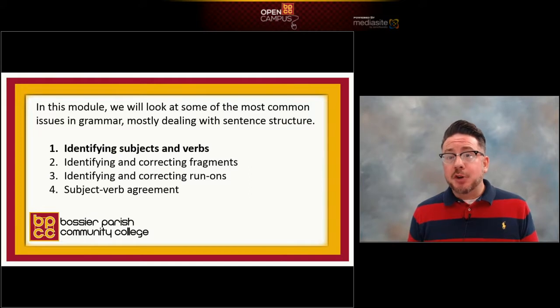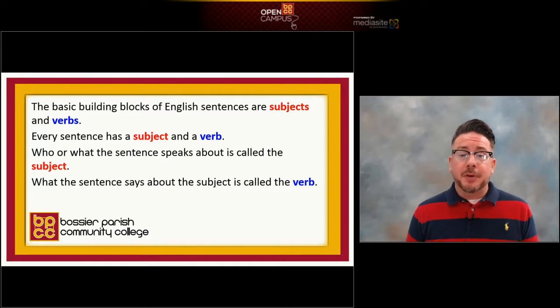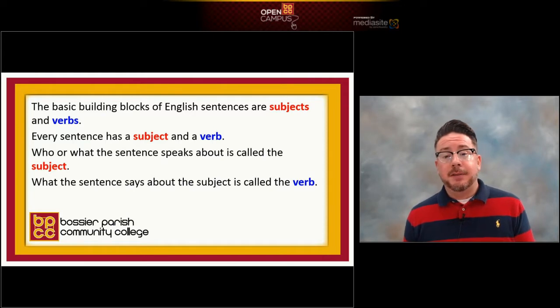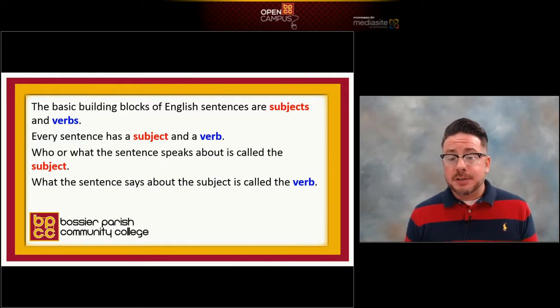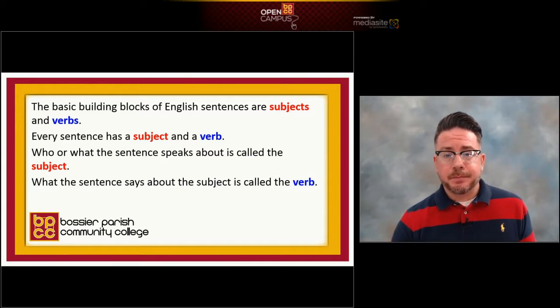The first we're going to start in this video, which is identifying subjects and verbs. Next, we're going to move on to identifying and correcting fragments. Then we'll talk about identifying and correcting run-ons. And then finally, we'll take a look at subject-verb agreement. But first, let's talk about subjects and verbs.